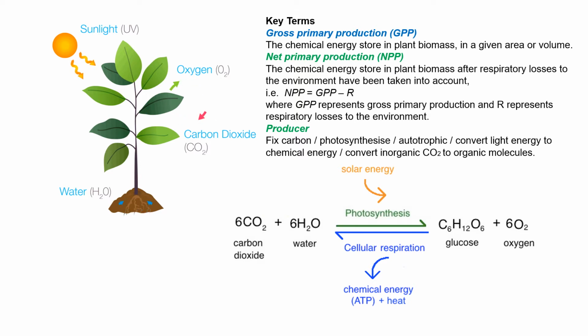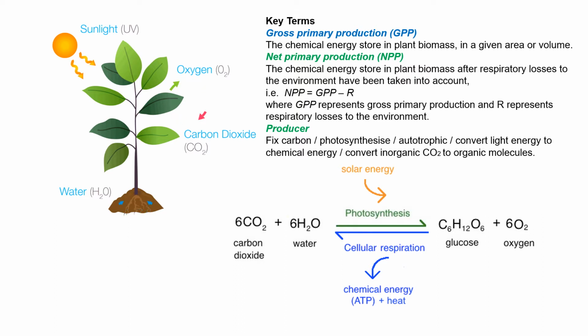So producers photosynthesize. They're autotrophic, which means they can make their own organic molecules such as glucose from inorganic substances like carbon dioxide and water, and they convert light energy to chemical energy. So light energy is used for photosynthesis, and that light energy is then used to produce glucose. So the glucose contains the chemical potential energy. The light energy has been converted, and they can also convert inorganic carbon dioxide into organic molecules. So the carbon dioxide, like I say, becomes part of an organic molecule in the form of glucose.